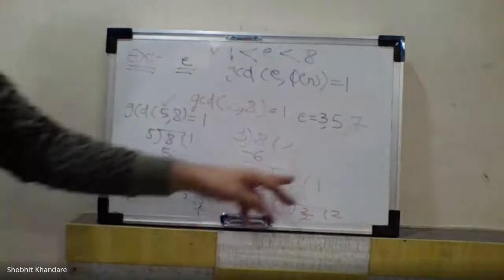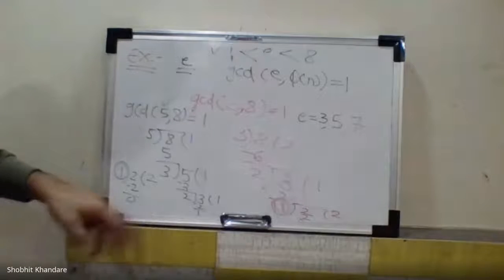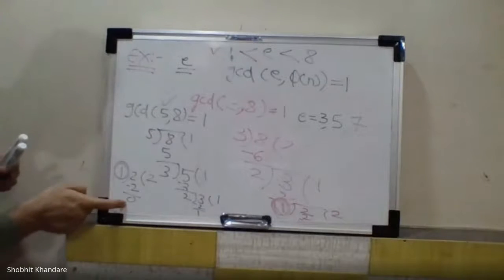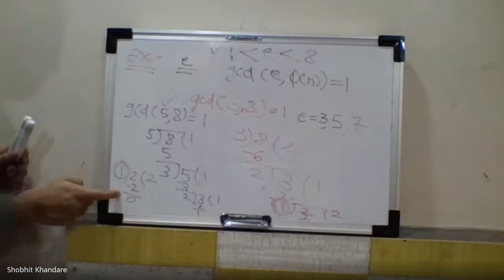Okay. So you have to try with 7 also. You will see that at the last you will be getting 1, and the remainder comes to be 0. Then only it is called the GCD.